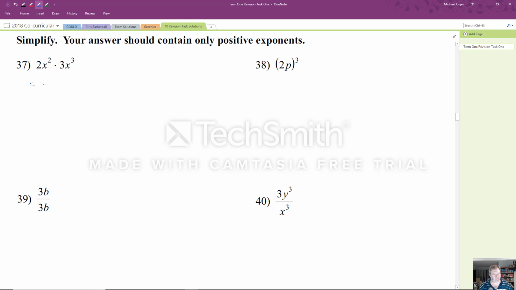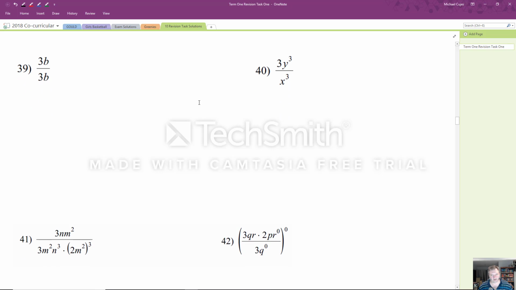Number by number, 2 3s are 6. First index law, x squared times x cubed. Add the indices. 2 plus 3 is 5. 6x to the power of 5. This one here, when you've got an expression, a product being raised to a power, each one gets raised to the power. 2 cubed by p cubed, which is, of course, 8p cubed. Nice and easy. We can race through these ones, can't we?